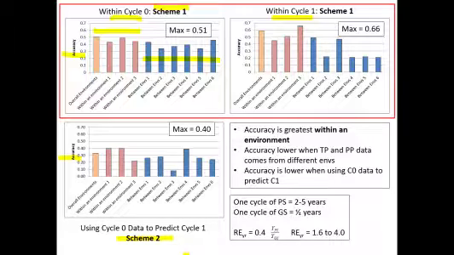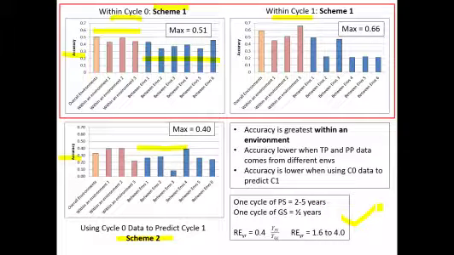So conclusions: accuracy is greatest within environments, and accuracy is lower when the training population and prediction population data comes from different environments. And accuracy is lower yet when you use cycle 0 data to predict cycle 1 phenotypes. But they were still optimistic about using genomic selection, and really these results do give you reason to be optimistic.